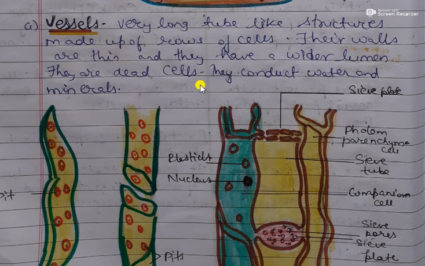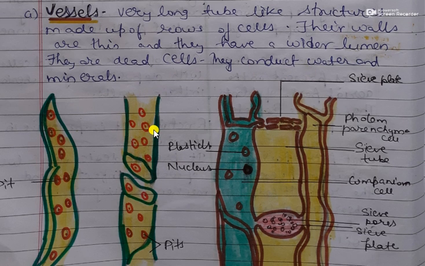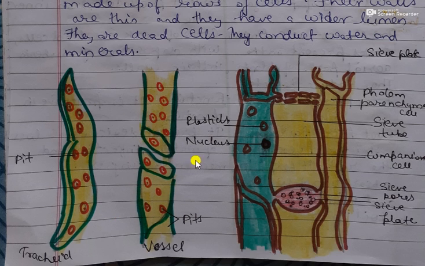They are dead cells and they conduct water and mineral. So you can easily see the diagram of vessel. It is a dead cell. Okay, vessel is a dead cell and it is narrow. We can say hollow from inside, and it contains small pits in it.